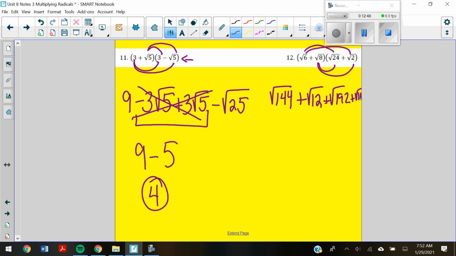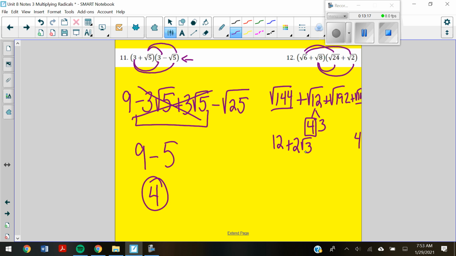Sorry, kind of got smushed. 144 and 16 are both perfect squares. So the square root of 144 is 12, and the square root of 16 is 4. Now I need to break down my two other ones. So 12, we can break it into 6 and 2, but neither of those are perfect squares. But I can also break it into 4 and 3, and 4 is a perfect square. So we get 2 square root of 3. The square root of 4 is 2.